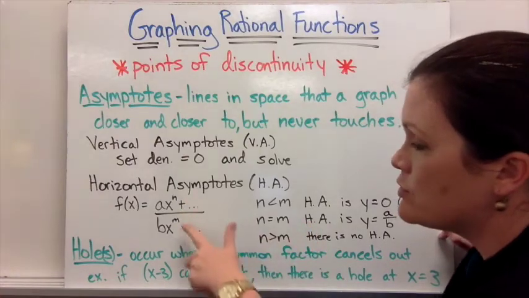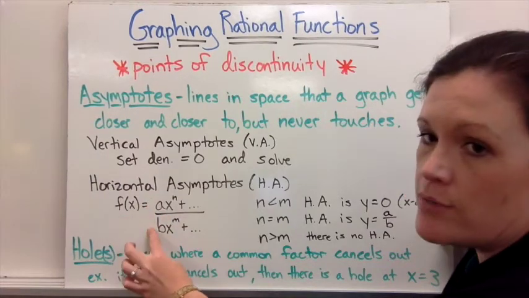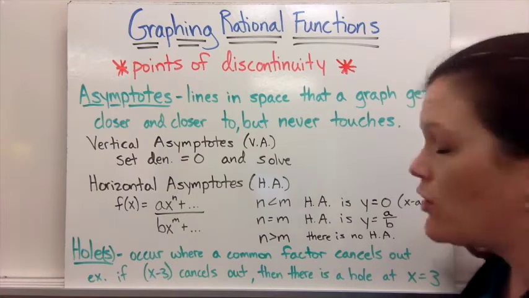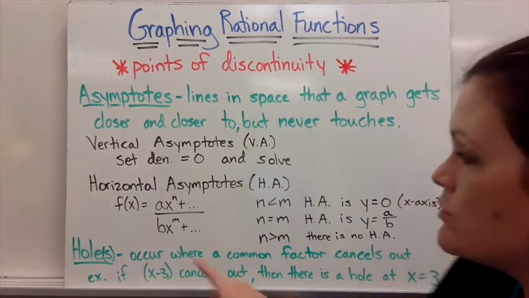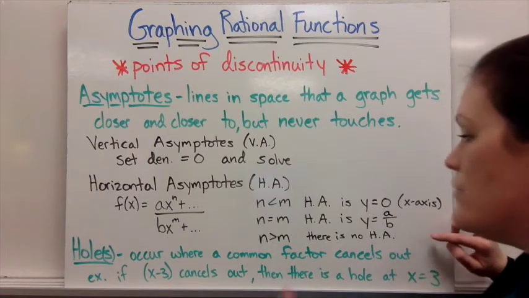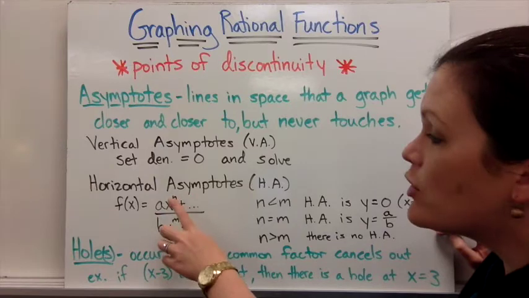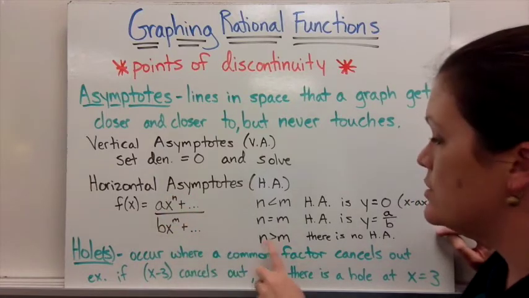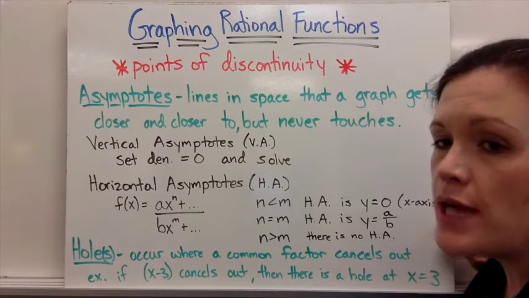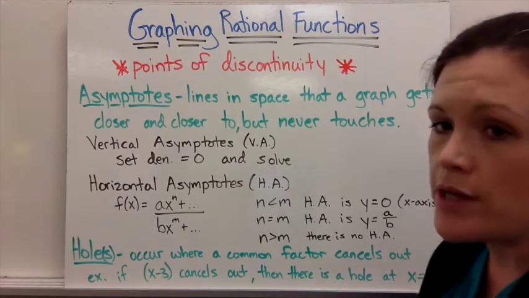If your degrees are equal to each other, then you say the horizontal asymptote is this number over that number. So if it's 1 over 2, if it's 1 over 1, it's whatever those numbers are. So you just set that up as y equals a over b and whichever numbers are there. And then if the degree in your numerator is bigger than the degree in the denominator, so n is greater than m, there's no horizontal asymptote, because in that case you could actually divide it and it would not be a rational function anymore. And we'll look at one like that.